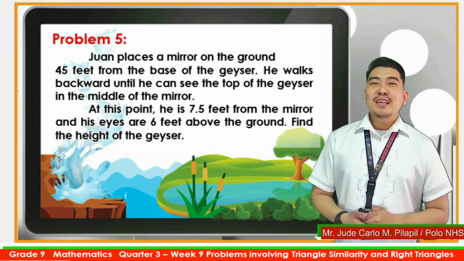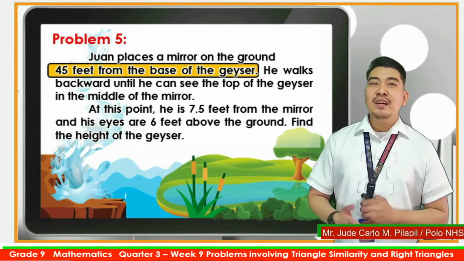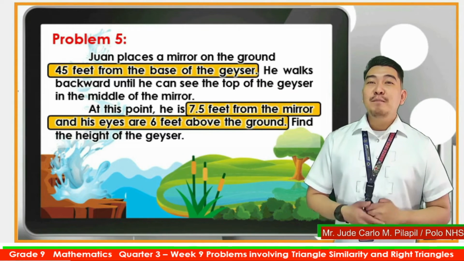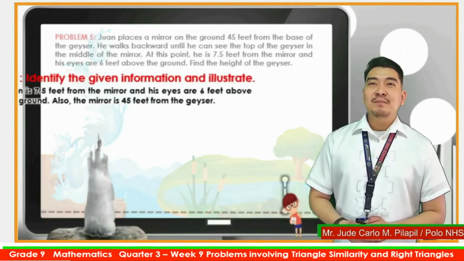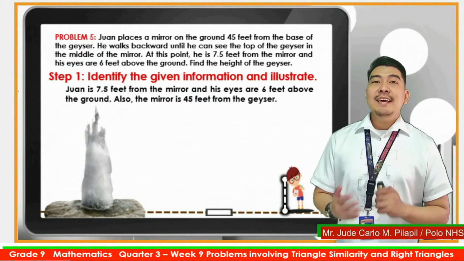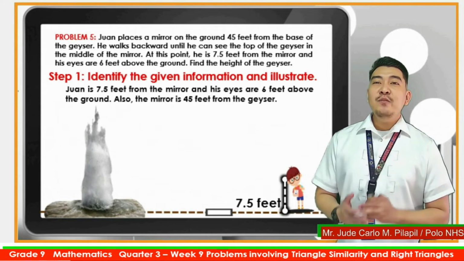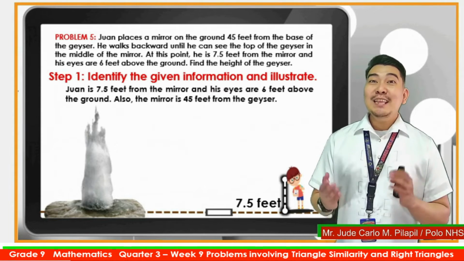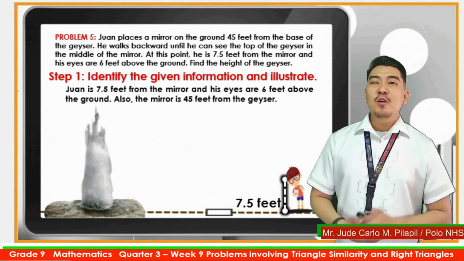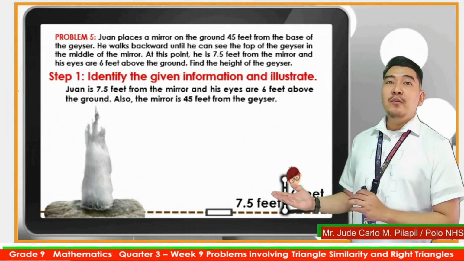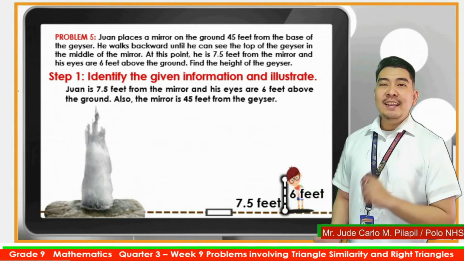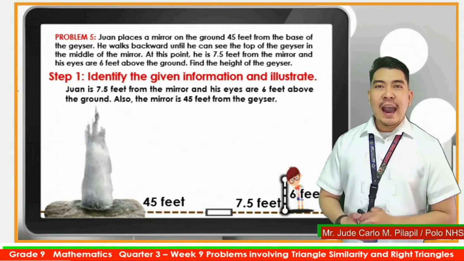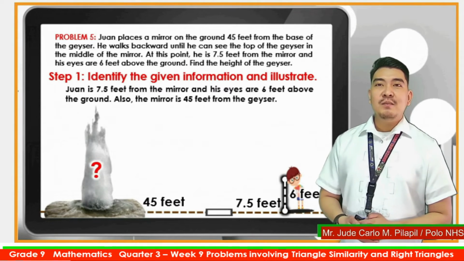In the problem, we can use the following information about the distance of the geyser and one from the mirror as well as their heights. From this, let us have our illustration. Using the given information, it is stated that one is 7 5/10 feet away from the mirror so that he can see the top of the geyser in the middle of the mirror. Also, his eyes are 6 feet above the ground. On the other hand, the geyser is 45 feet away from the mirror. We are now asked, how high is the geyser?